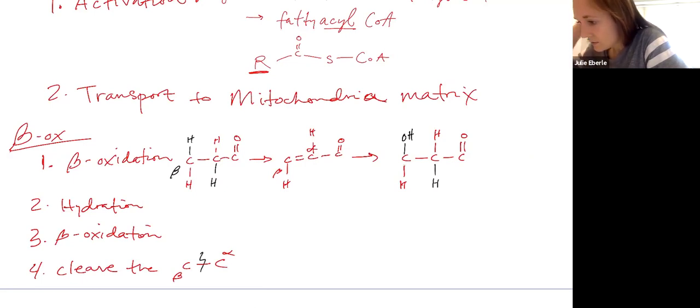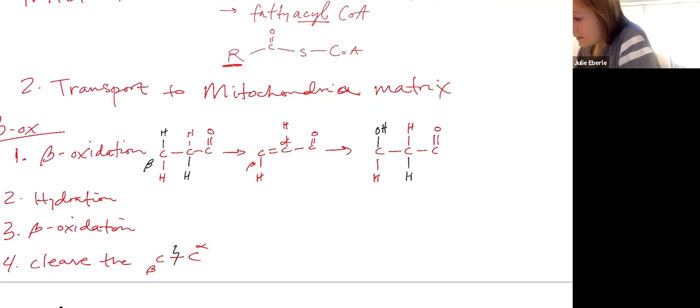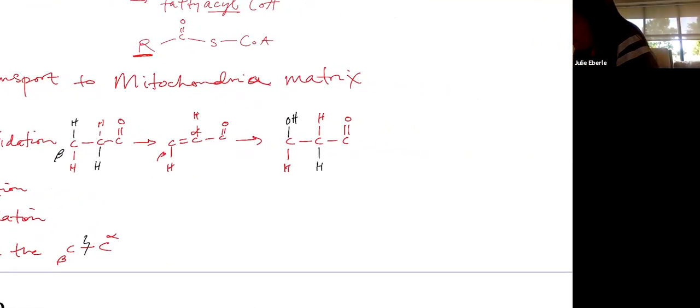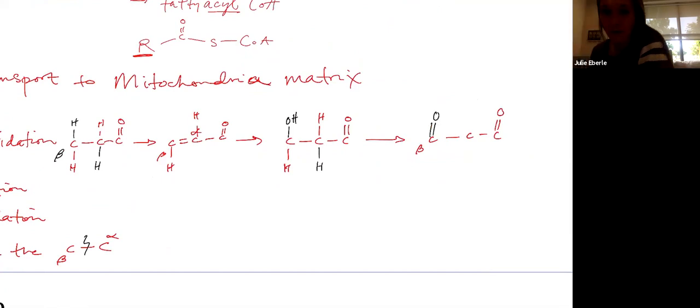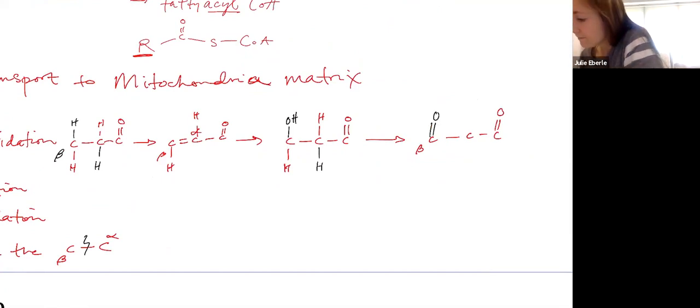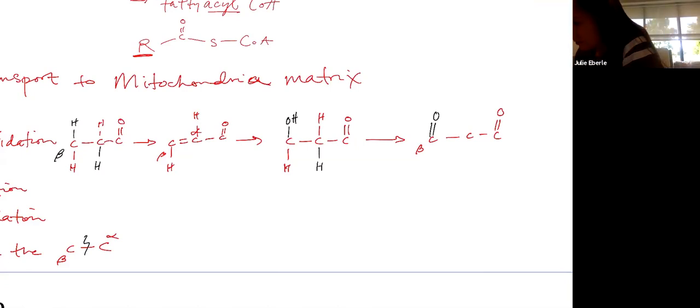So let's draw this real quick. We're going to oxidize this. The beta carbon is now going to become a carbonyl carbon, with a double bond to oxygen. And then this will end up with 2 hydrogens back on it. That's the alpha carbon. And then in step 4, we're going to cleave that bond.